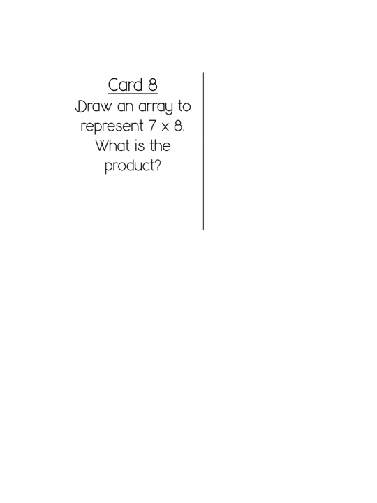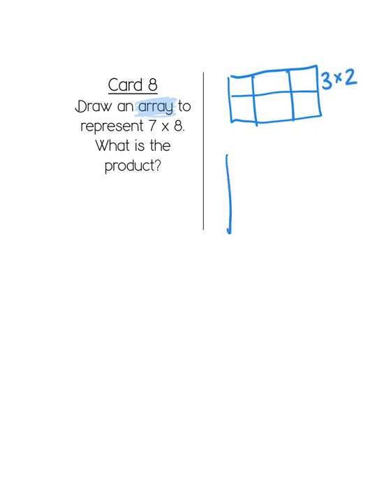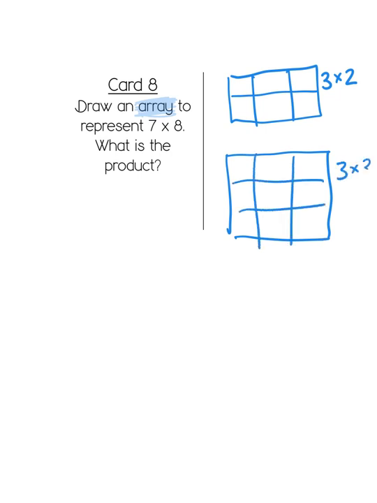All right, one more for today. Draw an array to represent 7 times 8. Okay, now 2 words here that we need to remember what they mean. An array is an arrangement of columns and rows that represents a multiplication problem. So like this one, that's 2 groups of 3, or 3 times 2. Or I could do 3 groups of 3, and that would represent 3 times 3.